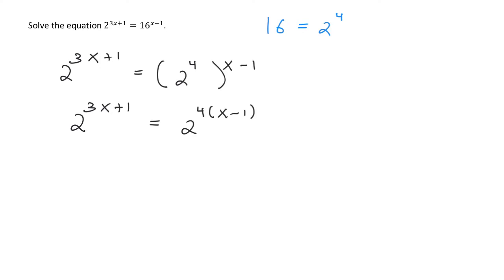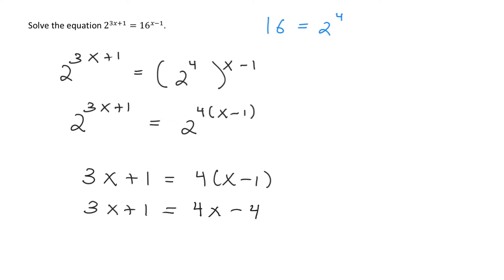At this point, the base on the left is equal to the base on the right. I can now just take the two exponents and set them equal to each other. So that is 3x plus 1 is equal to 4 times x minus 1. We took an exponential equation and reduced it to a linear equation. So we have a strategy to solve this thing for x. I'll leave the left side alone. On the right side, I'm going to distribute the 4.